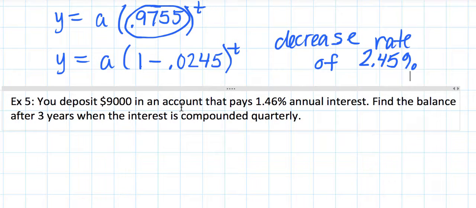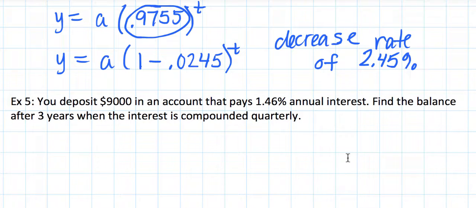All right, let's just do one more example and we'll use our compound interest formula. So suppose you deposit $9,000 in an account and it pays 1.46% annual interest. We want to find the balance after 3 years. That's a pretty good interest rate, actually.